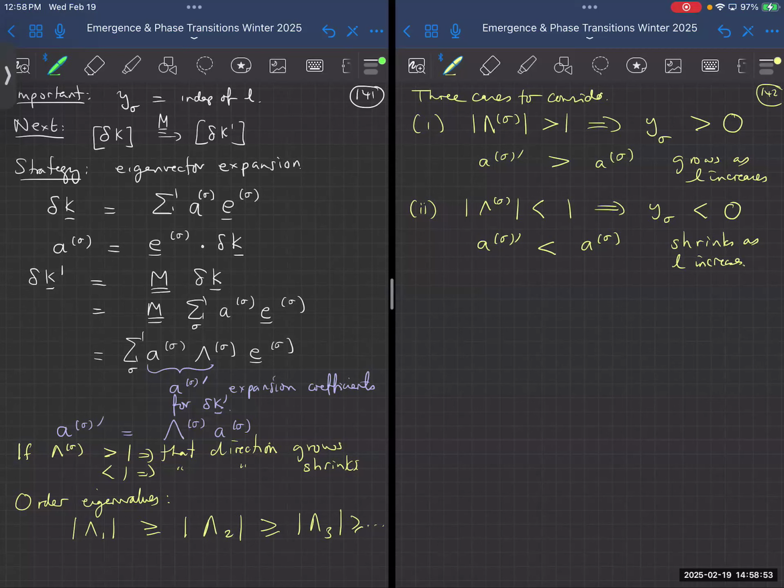And then there's a marginal case where lambda of sigma is equal to 1. And then that means that y sigma is equal to 0. And so A of sigma prime is equal to A of sigma, and so it doesn't change.